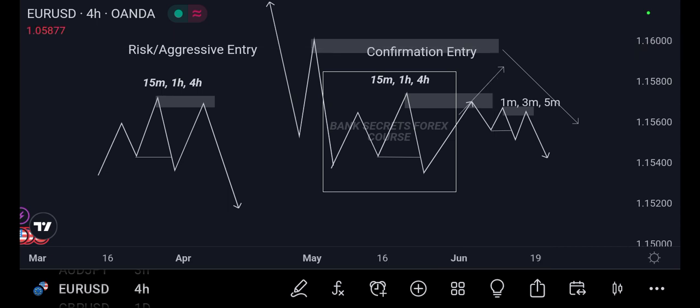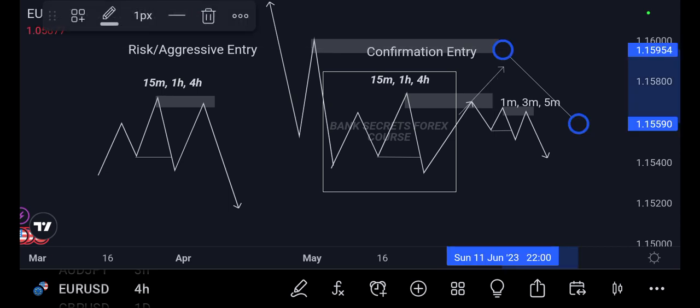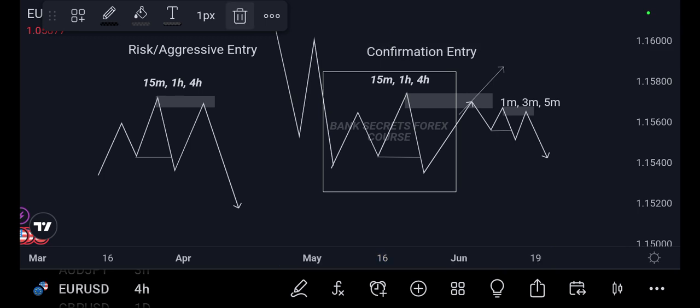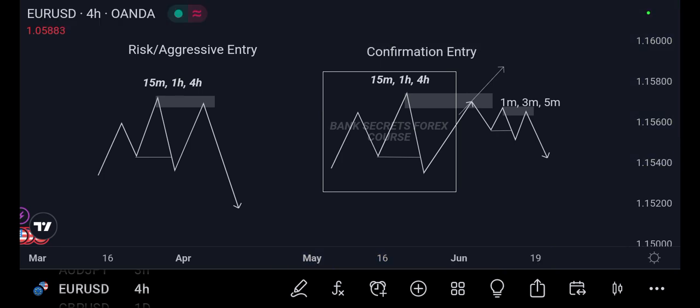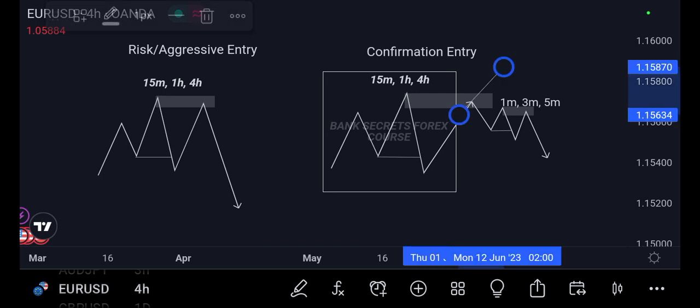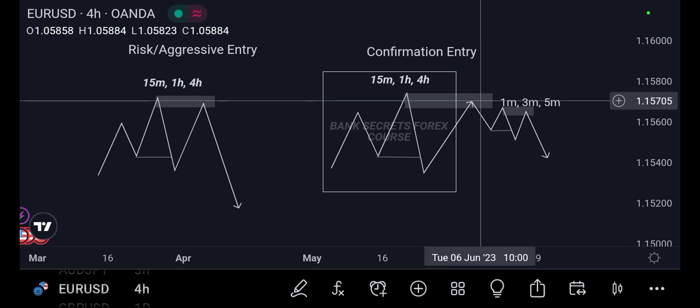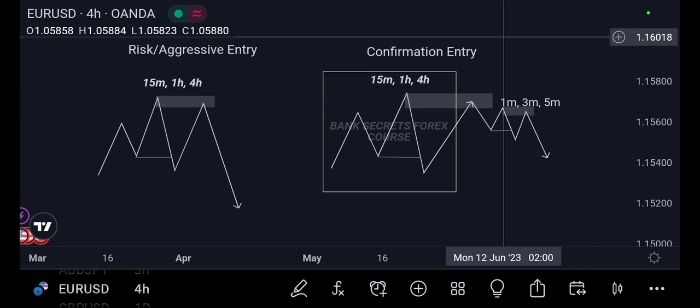But remember that I said that for the risk entry, if you have two zones, there's nothing hard about it. You just reduce your lot size and spread it. Let's say you are risking $50 per trade and you have two zones, so you can just put $25 on one zone, $25 on that zone, and that's just it.